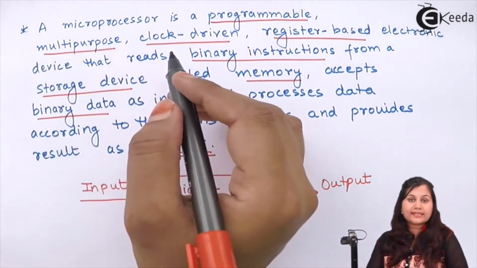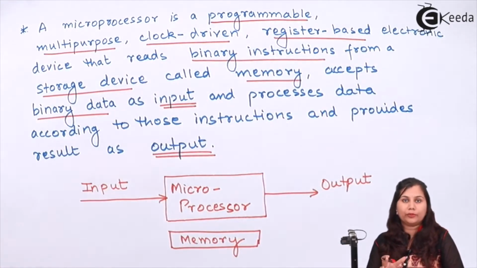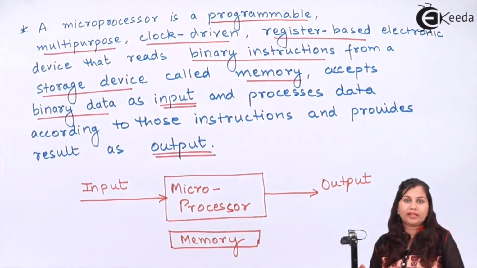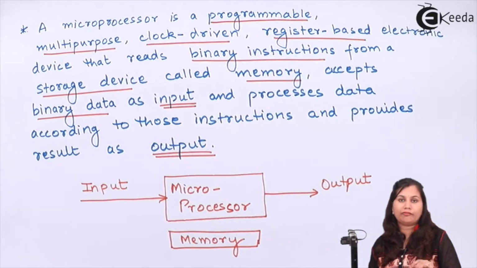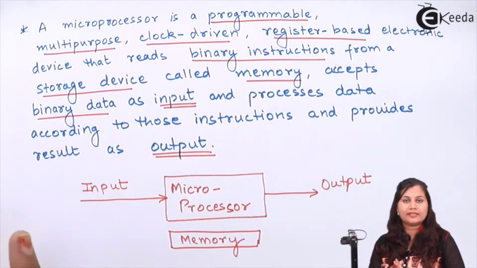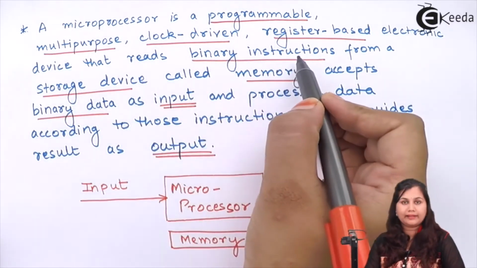Now what this definition says is that it is programmable. It means that we have to write a program using some instructions or some language. Then it is a multi-purpose device. That means that it can be used in various applications. Clock driven means that a clock is provided for the functioning of the microprocessor. Register based means there are registers in this microprocessor for the storage and the working of the instructions. It is an electronic device that reads binary instructions.